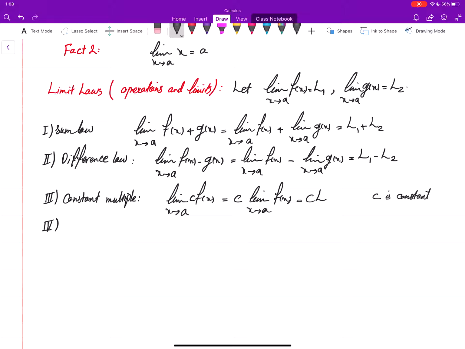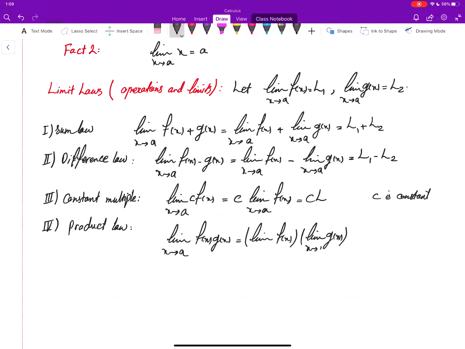How about the product law? Well, the product law says, how about f of x times g of x as x goes to a, what is this limit? Well, limit and product work nicely together. So if you know the limit of each piece, you multiply the limits of each factor, then you will get the limit of the total product.